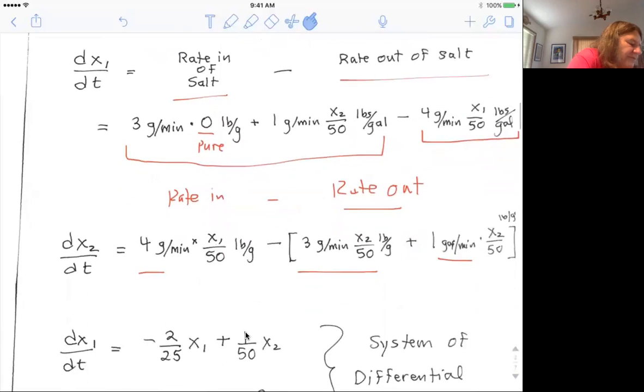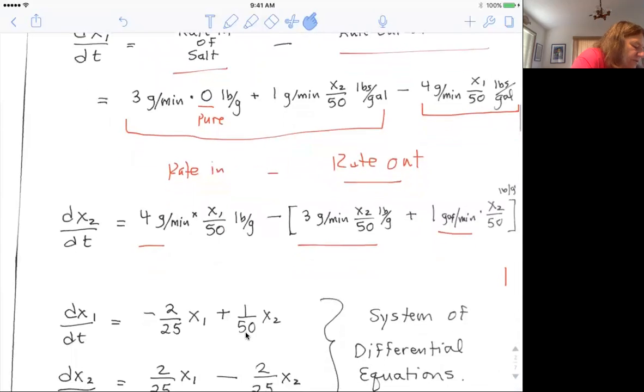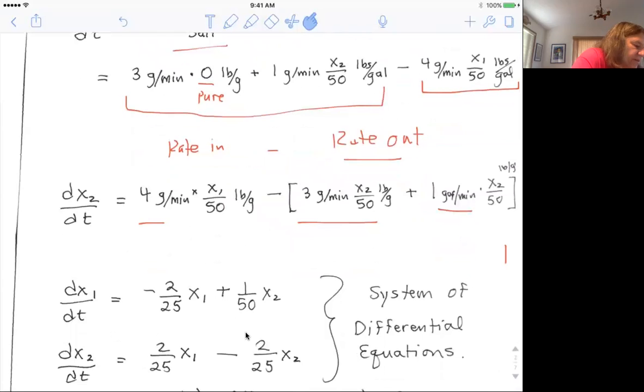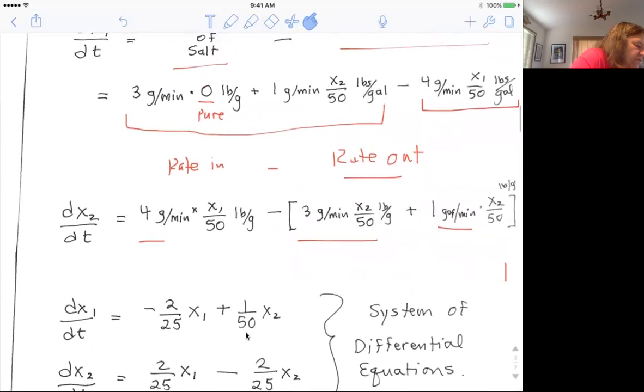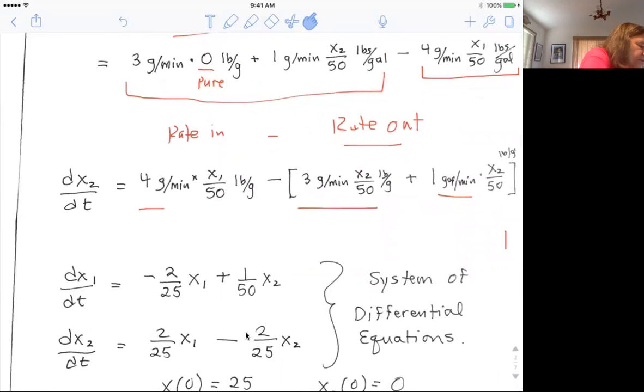So when I simplify these things, let's see if I can get it high enough here. There we go. So this one right here was dx1/dt. Here's the simplified form of those things right there.